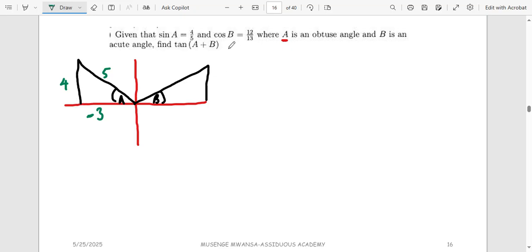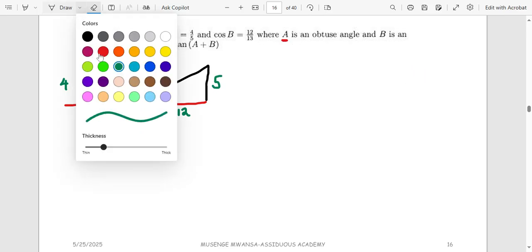And then for B, cos. Cos is given by adjacent, so this is the adjacent 12 over hypotenuse, which is 13. So the missing side here: 13 squared is what? 169. 12 squared, 144. So that gives us 25. Square root of 25 is 5. So that's the missing side. So we can now find what they are looking for.